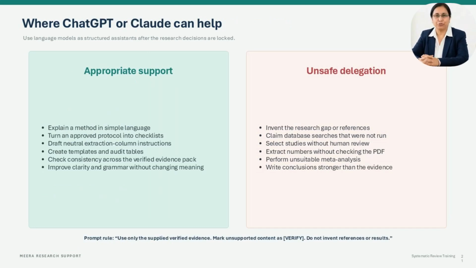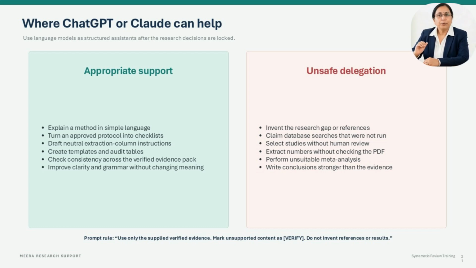ChatGPT and Claude are useful for explanations, structure, templates, checklists, consistency checking, and language improvement. They can help convert an approved protocol into a workflow, create extraction instructions, audit tables, and simplify verified writing. They should not be trusted to invent the gap, generate unverified references, claim searches were run, make final inclusion decisions, extract unchecked numbers, choose unsupported statistical methods, or overstate conclusions.